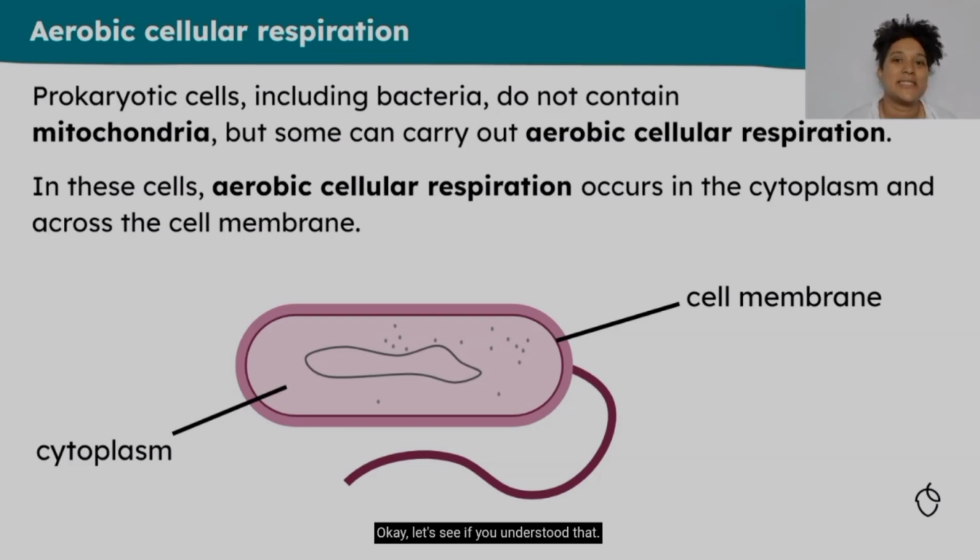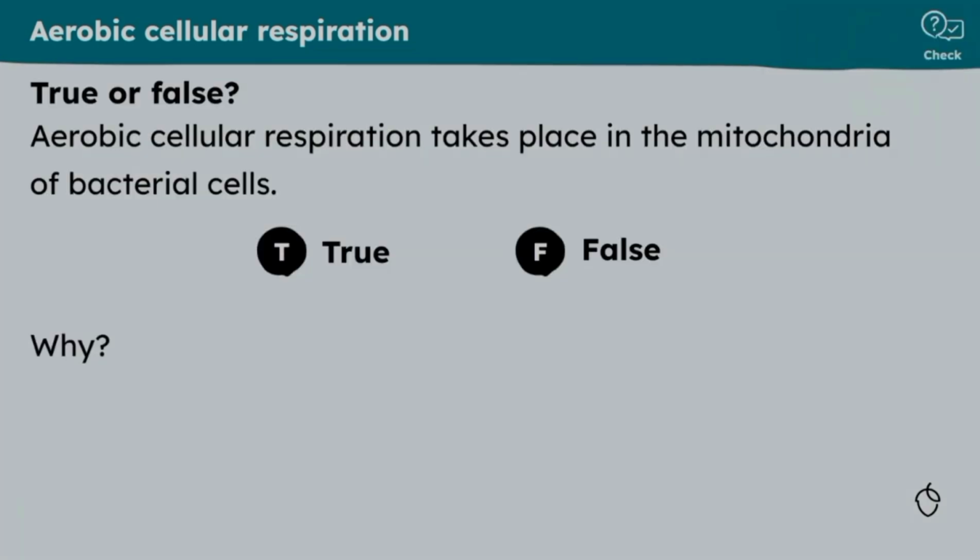Okay, let's see if you understood that. True or false? Aerobic cellular respiration takes place in the mitochondria of bacterial cells. Is that true or is that false? Take 5 seconds, or if you want more time, click pause, click play when you're ready to see the answer. That is false. But why is it false? Take 5 seconds, or again, if you want some more thinking time, click pause, click play when you're ready to see the answer.